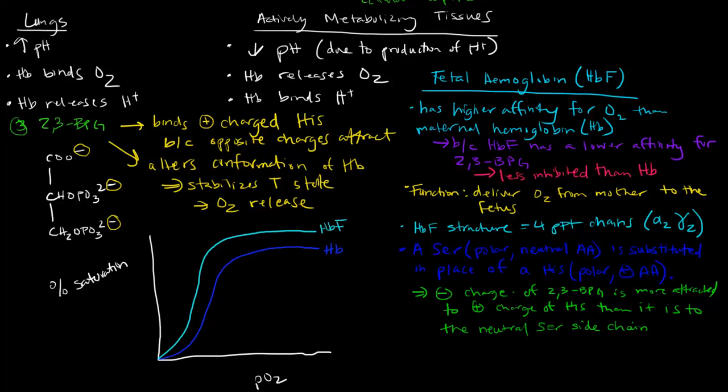For instance, just a quick example: let's say this here is 20 torr of pressure. If this is 50%, this is like 100% up here. These are just numbers I'm making up. But at 20 torr, maternal hemoglobin is less saturated than fetal hemoglobin. Fetal hemoglobin might be at maybe 25%, whereas hemoglobin will only be maybe around 10%. The whole idea is that fetal hemoglobin can be at a higher level of saturation at a lower concentration of oxygen, which means that it has a higher affinity.